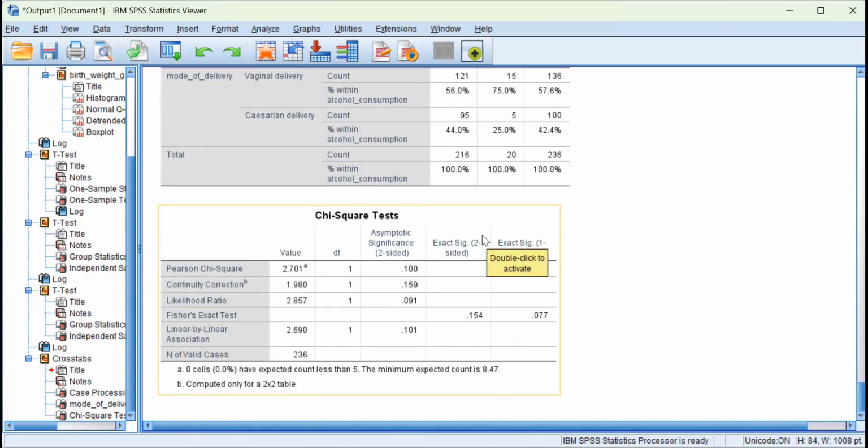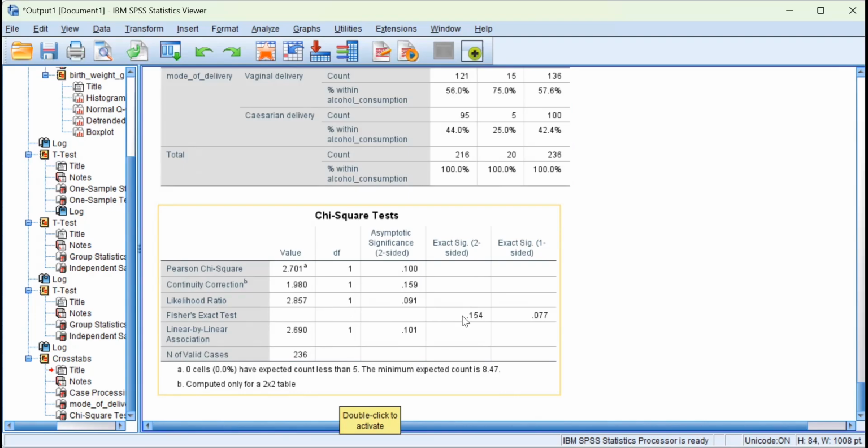But let's look at our p-value. This chi-square table, as you can see here, this first value is the Pearson chi-square value, which is 2.7. This is how you always see the chi-square reported in research articles. And then the p-value is this asymptotic significance. It doesn't appear under Pearson chi-square. Sometimes it will not appear here, but it appears under Fisher's exact.